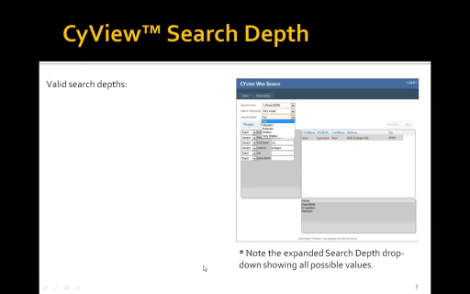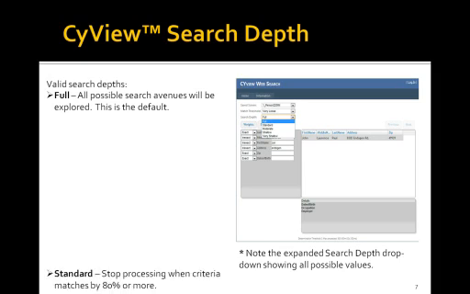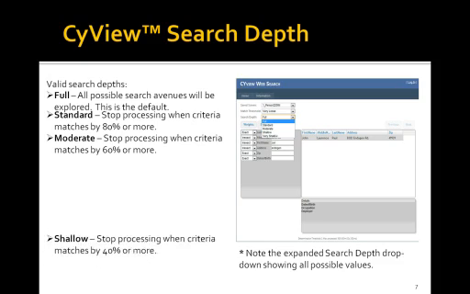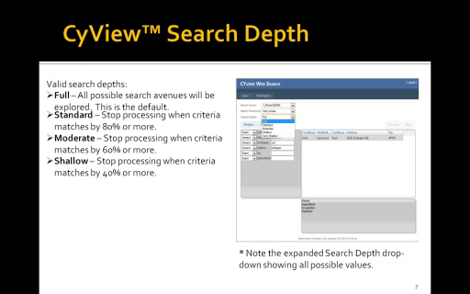CyView comes with the ability to configure the search processing by setting the search depth. There are 5 valid search depths that can be set. Full, all possible search avenues will be explored, and this is the default. Standard, stop processing search when the criteria matches by 80% or more. Moderate, stop processing when criteria matches by 60% or more. Shallow, stop processing with 40%. And very shallow, stop processing when criteria matches by 20% or more. More shallow searches are faster but explore fewer search avenues. Deeper searches are slower but explore more search avenues.